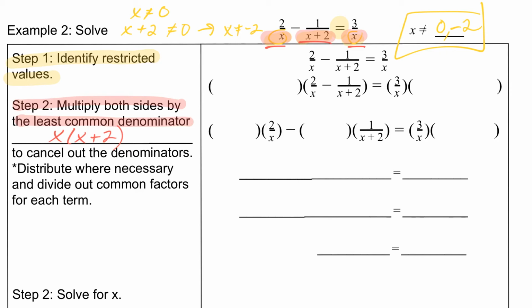And we're going to see that if we multiply both sides by this, there are things that are going to cancel out. So we're going to do this to cancel out denominators, but we also want to be careful about distributing when we do. So let's write that in and multiply it on both sides.